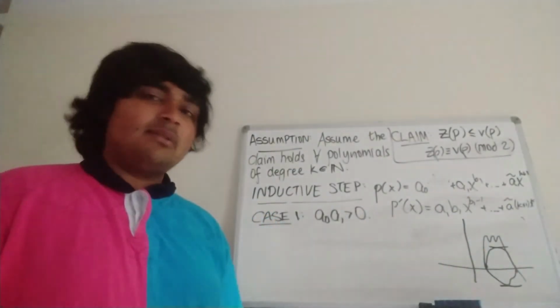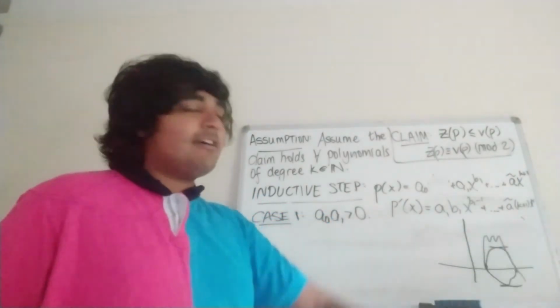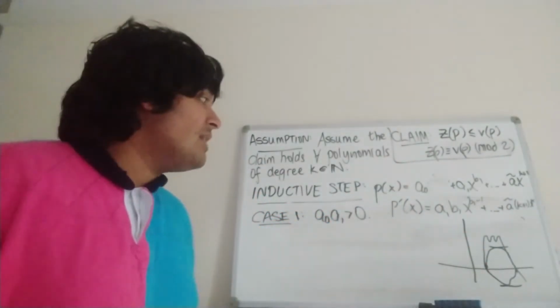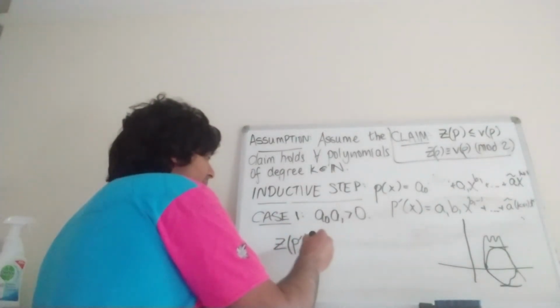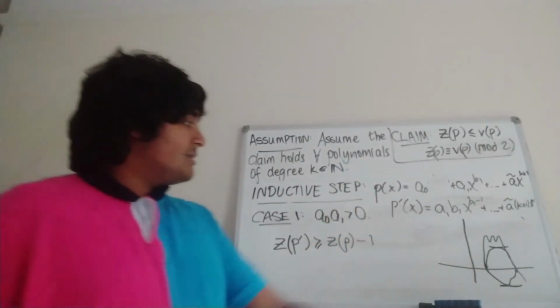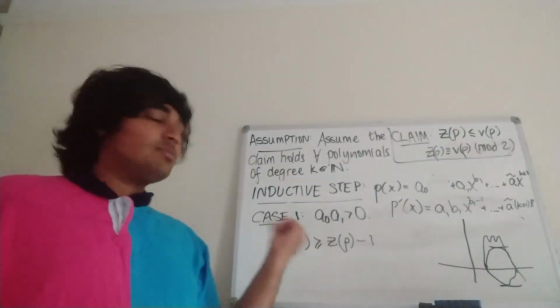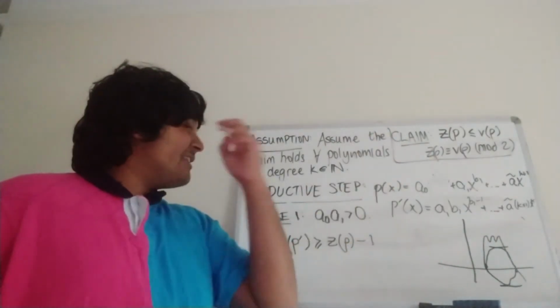So if you've not heard of Rolle's theorem, perhaps you want to look that up and see the proof of it, but we're just going to take it for granted because it is kind of intuitive. But essentially what that tells us is that z of p prime is greater than or equal to z of p minus 1. Okay, because between any two roots, we certainly have at least one point where the derivative is 0.